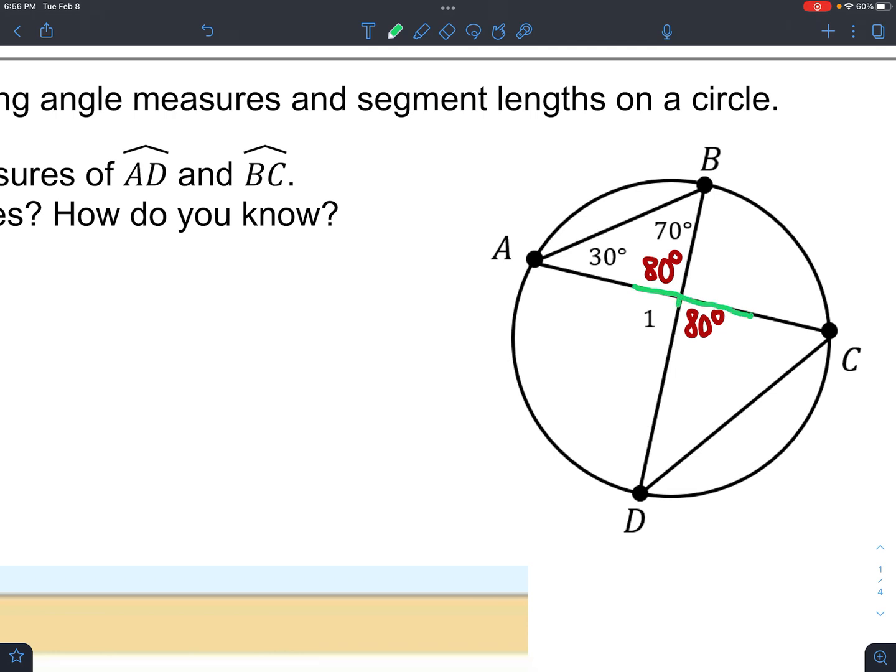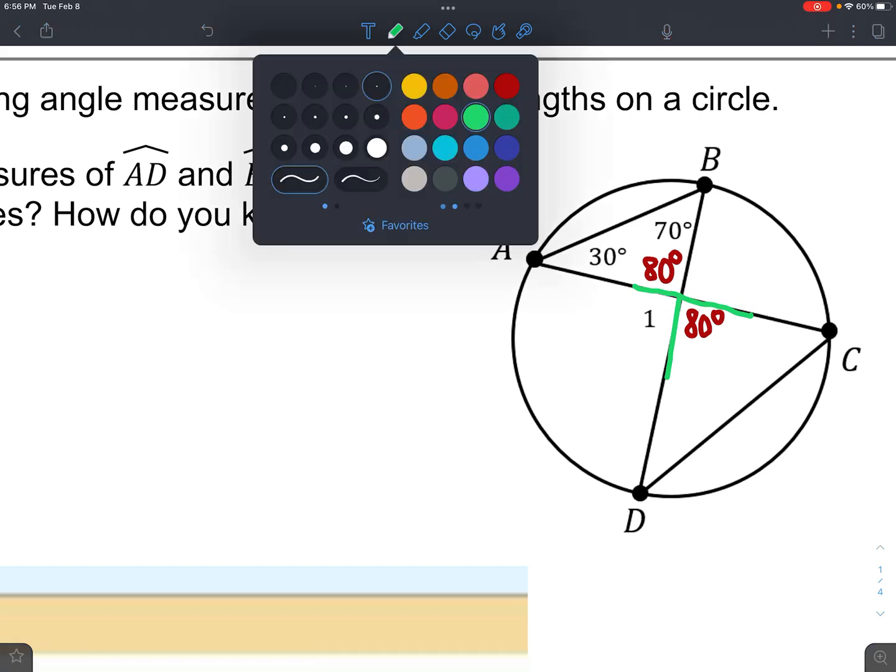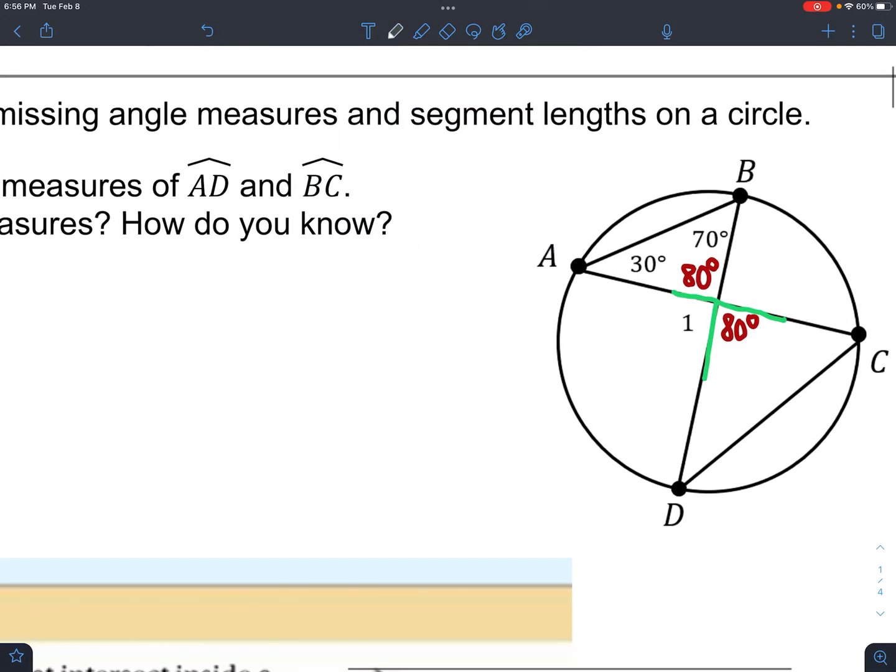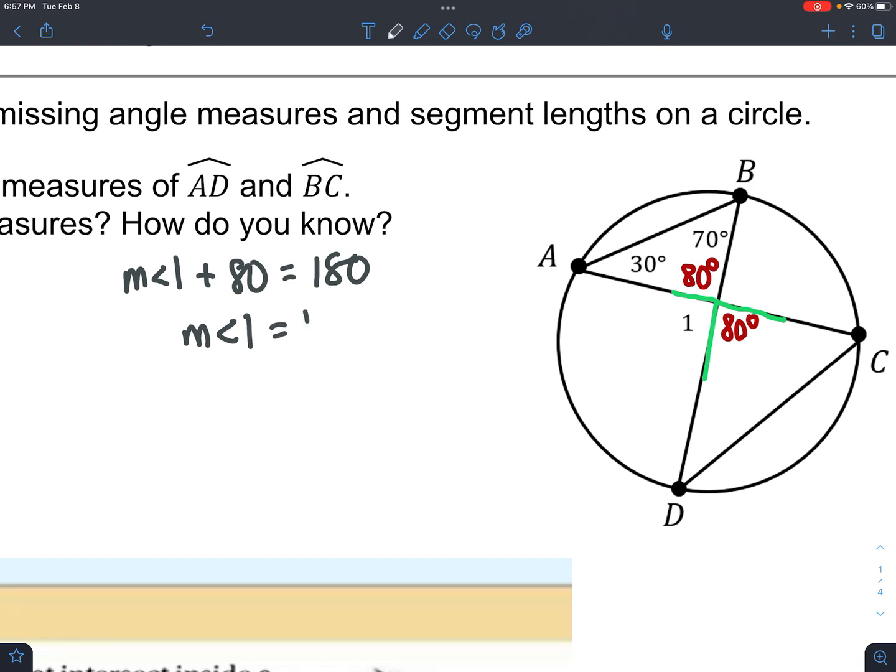Because look, now those are angle 1 and 80. They are supplementary angles, right? It's a fact that the measure of angle 1 plus 80 needs to be equal to 180 because it's a supplementary angle pair, linear pair. So the measure of angle 1 is going to be 100.